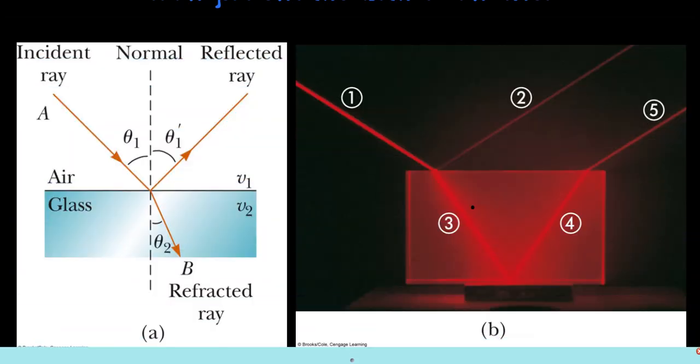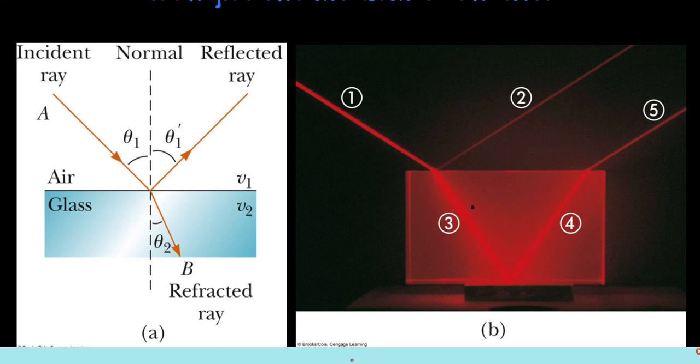Here I have a diagram as well as a photo of refraction. We can see here the incident ray and the reflected ray, which we've already learned about, as well as the angle of incidence and the angle of reflection. But now we also have a third beam called the refracted ray. You'll notice that that refracted ray does not follow along a straight line from the incident ray. Instead, that refracted ray is bent.